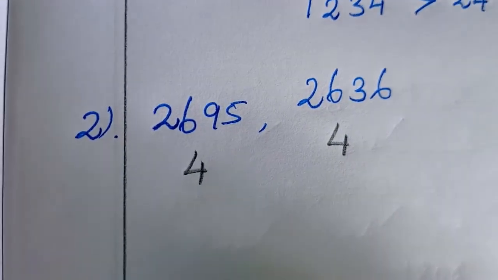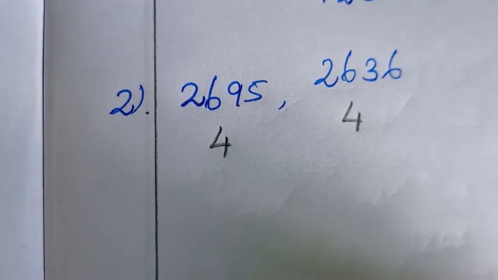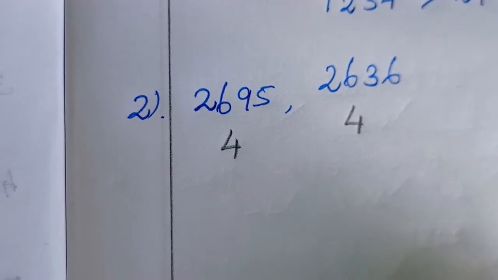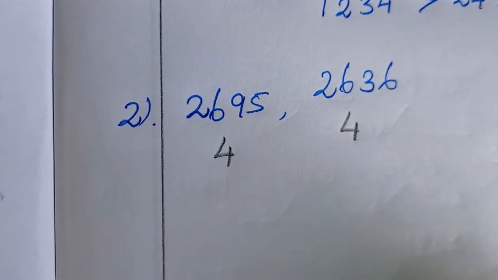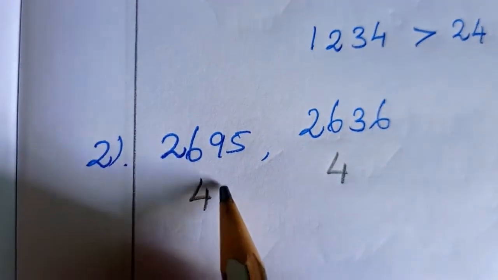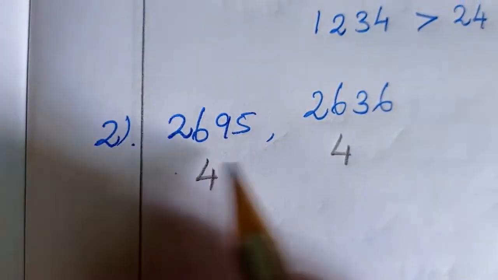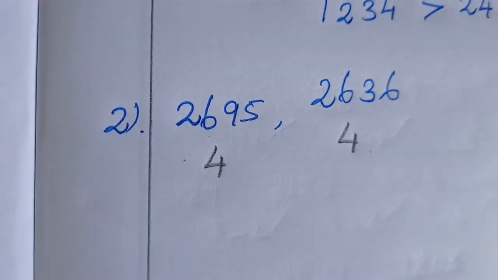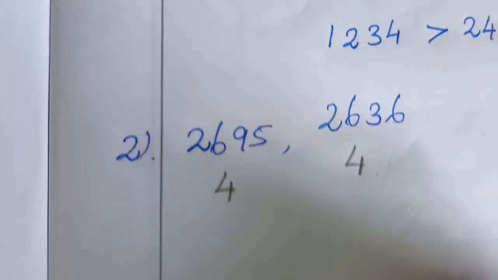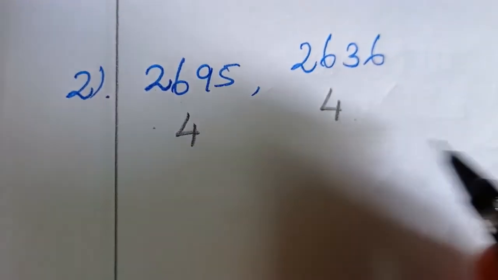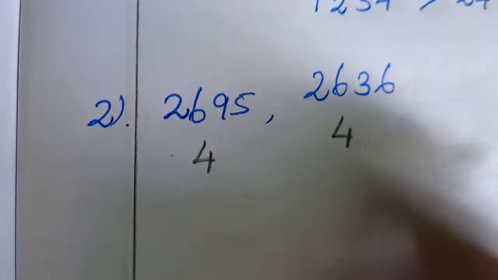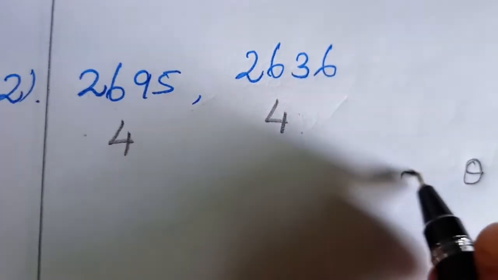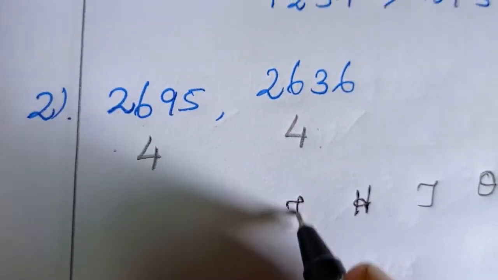Rule number 2 says that if the two numbers have the same number of digits, then compare the digits in the highest place value. So first you have to write the place value box. How many digits do these numbers have? 4 digits. So write ones, tens, hundreds and thousands.